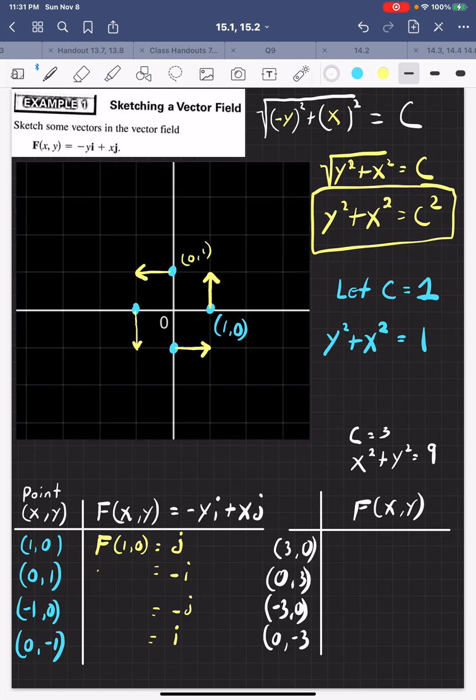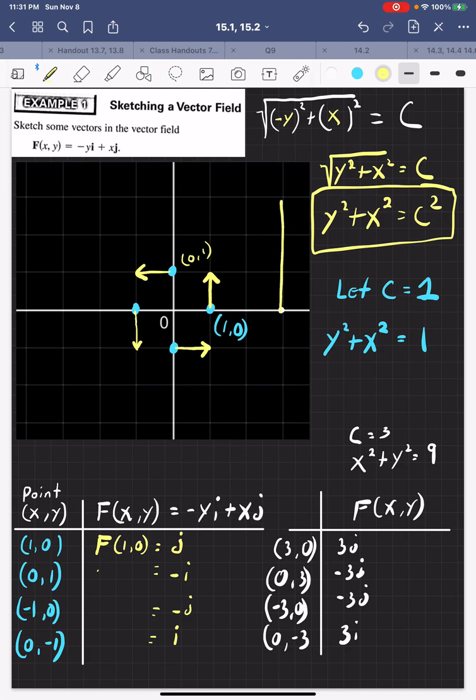So that's going to be 3j, negative 3i, negative 3j, 3i. All right, so I'm just going to plot each. I'm going out to a distance of 3, and I'm going to make sure I get both the direction and the magnitude correct.